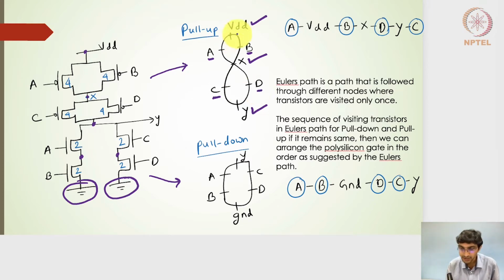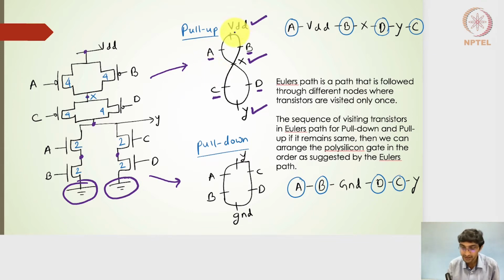Right. So in this particular Euler's path on the pull-up side, we will see that it forms a shape. If I am starting from VDD to the X node, I will traverse the B node, right? And then from X to Y, I will travel either the C or the D node, and then I'll traverse back to the X node with the left out node. If it was the C node which I have traversed earlier, then I will use the D node path, and then it will traverse back to VDD through the remaining polysilicon gate, right?